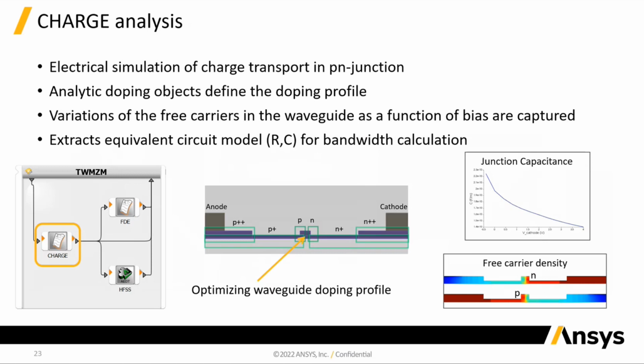One of the key components in this design is the traveling-wave Mach-Zehnder modulator. We characterize the electro-optical behavior of this model by using CHARGE and FDE. In CHARGE, we simulate the charge transportation in the PN junction of the modulator, and we define the doping profile of the modulator, then simulate the variation of the free carriers in the waveguide as a function of bias. The equivalent circuit information is also simulated to define the electrical bandwidth of the modulator.